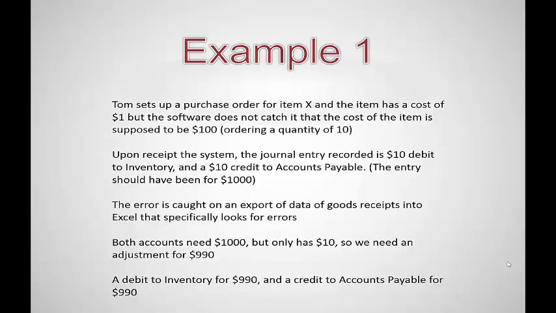So an accountant could possibly catch this on an export of data, and they're looking at goods receipts and they notice, oh, we have a problem here. So in order to make an adjustment to get both accounts to that $1,000, they would need to make an adjustment for $990. So there would be a debit to inventory for $990 and a credit to accounts payable for $990.